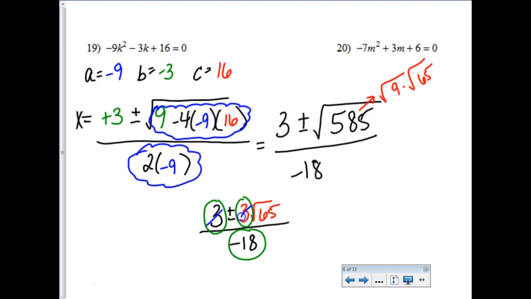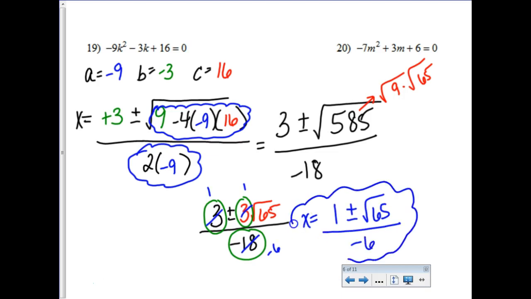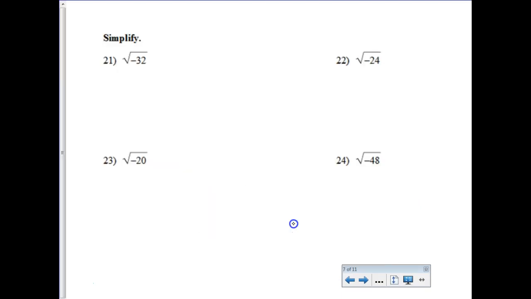So if you were to divide each of these numbers by a 3, you'd get a 1, you'd get a 1, and you'd get a negative 6. So final answer set, and it's irrational, so you can leave it like this. 1 plus and minus, you don't have to put a 1 here, square root of 65, all over negative 6. That would be a good way to leave your answer. Yuck! Sorry about that question. That was really gross. All right, they're going to come out a lot nicer on your test.